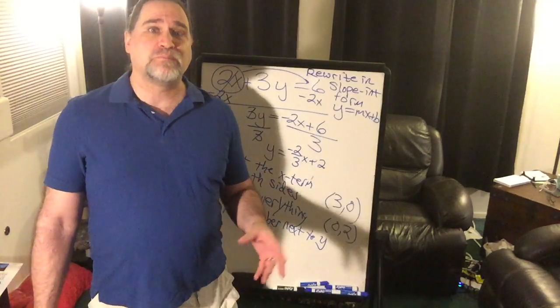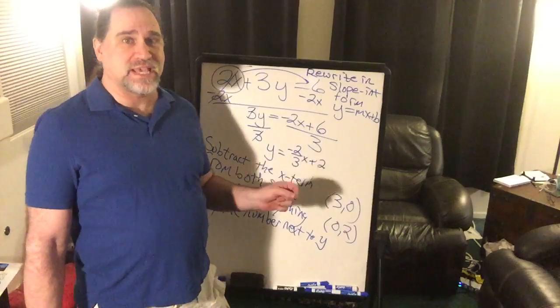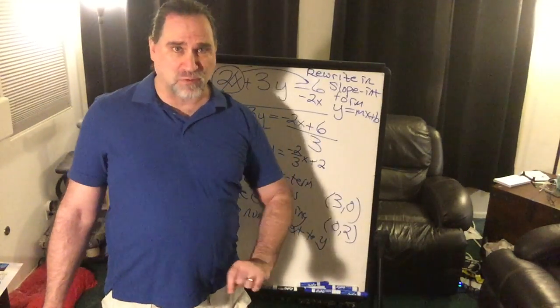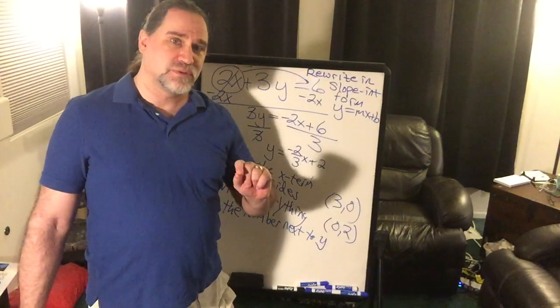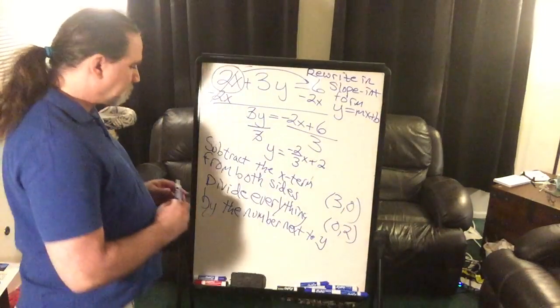And we are going to be going back the other way at some point. Okay, we are going to take an equation from slope-intercept form and transform it into standard form. So let's take a look at what that would look like.